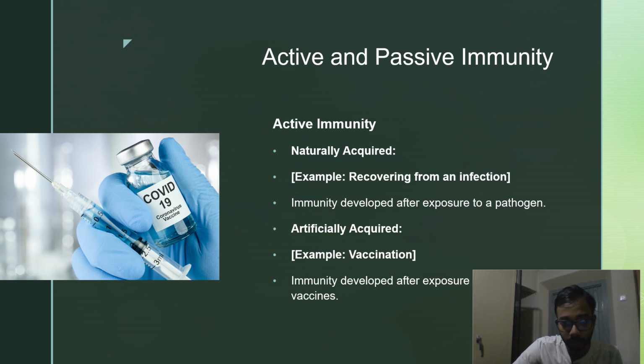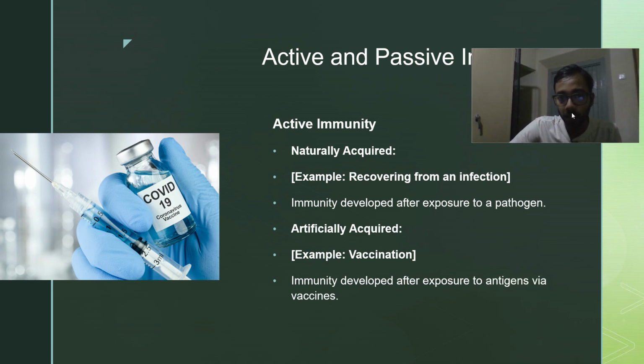The plasma cells produce antibodies, and these antibodies and memory cells are there in your system, in your blood, which after a subsequent exposure brings forth a rapid immune response. And the other part is artificially acquired immunity. This is done by vaccination. Vaccination is a bit similar to a natural infection. The difference is vaccines are produced.